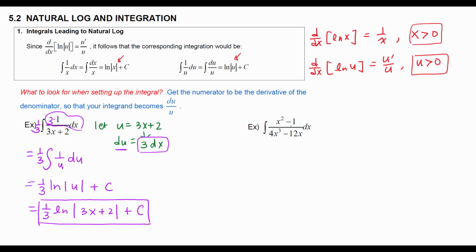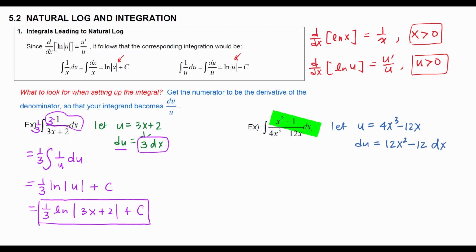I have the integral of x squared minus 1 over 4x cubed minus 12x. And since my denominator is a third-degree polynomial and my numerator is a second-degree polynomial, we're hoping that the numerator is the derivative of the denominator, or we can adjust so that the numerator is the derivative of the denominator so that we would have u prime over u. So let u be equal to my denominator, 4x cubed minus 12x. Then my du would be 12x squared minus 12 dx.